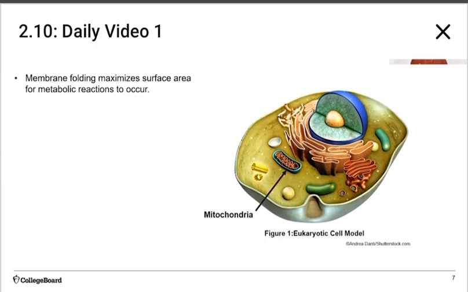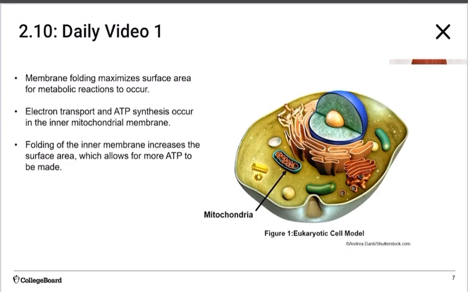Membrane folding also can be maintained in these different membrane-enclosed organelles and maximize the surface area for metabolic reactions to occur. So we can see how that inner membrane in Figure 1 of the mitochondria is highly folded, and this will increase the surface area for electron transport and ATP synthesis. And so that folding will maximize the amount of ATP that the mitochondria can generate for the cell to do work. And if you reduce that folding in any way, or if that folding is damaged, it's going to be less efficient at making energy, and that can ultimately impact the entire cell.